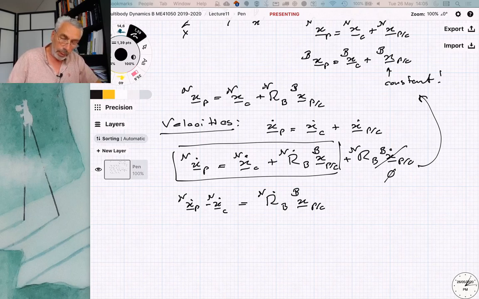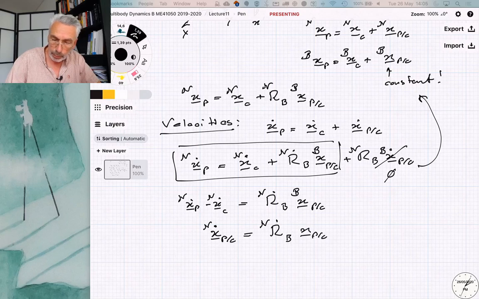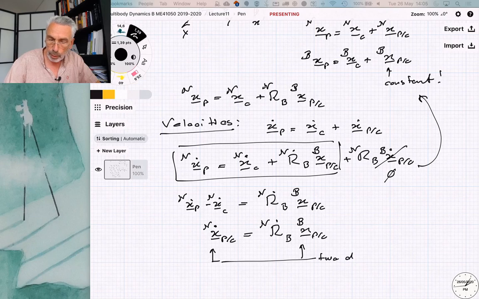Okay, now this we can give another name because we recognize that as x_p relative to c in the n frame. So there we say, oh, this is the derivative of x_p relative to c in the n frame, right? And that is actually R dot b n times x_p c. Now what we notice is that we use two different frames here. Two different frames. And that is a bit confusing for the rest of the analysis.